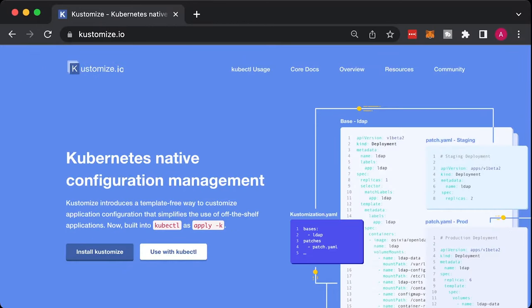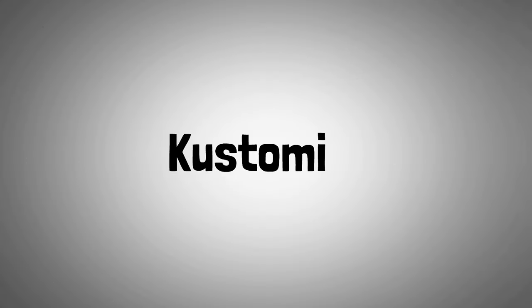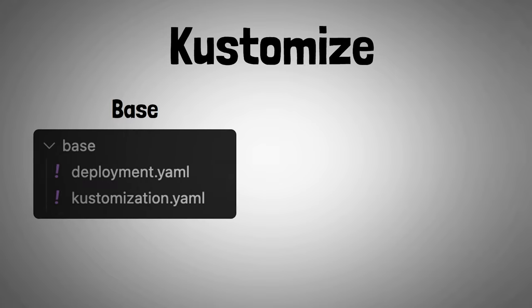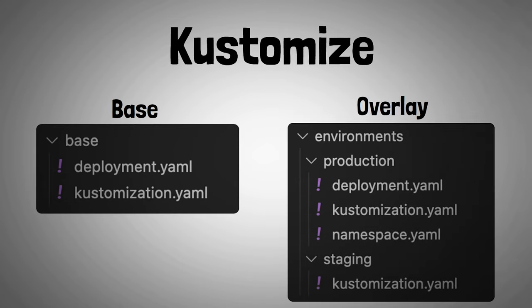It's native to Kubernetes, a template-free way to customize Kubernetes objects. Kustomize has the concept of bases and overlays. A base is a directory with a kustomization.yaml file, which contains a set of Kubernetes resources such as deployments, config maps, services, etc., and associated customization. Overlay directories contain environment-specific changes. It may be a name prefix, replica count, a new image tag, or other changes.